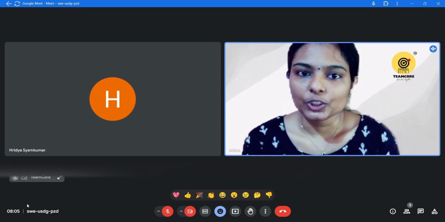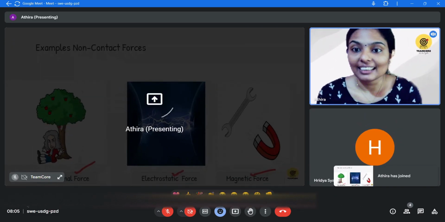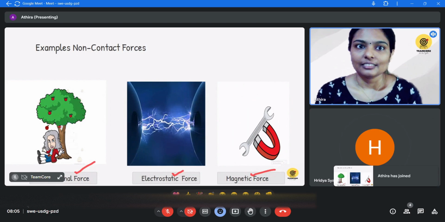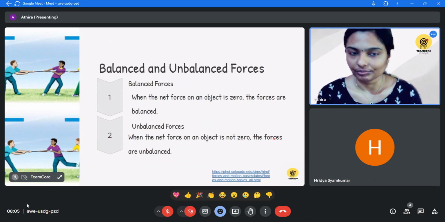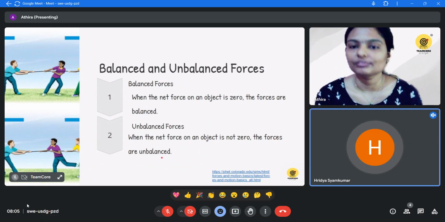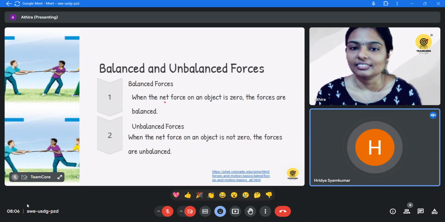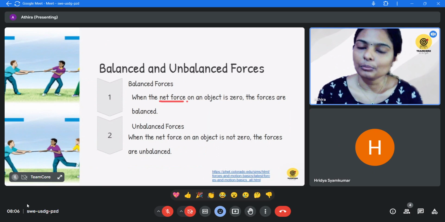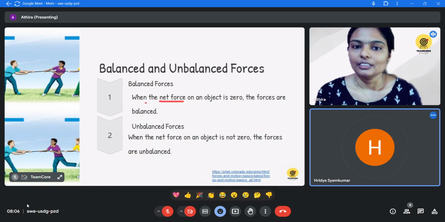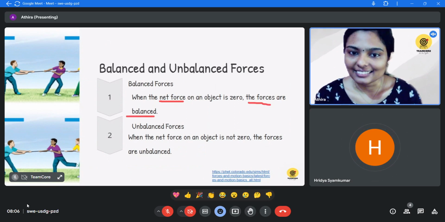So coming back to our slide, what have we learned? We have learned balanced and unbalanced forces, right? So now can you describe what is balanced force? When the net force on an object is zero, and they're balanced in magnitude. See, instead of net force, we can also say sum of the forces. So when the net force acting on an object is zero, or the sum of the forces acting on an object is zero, the forces are said to be balanced.